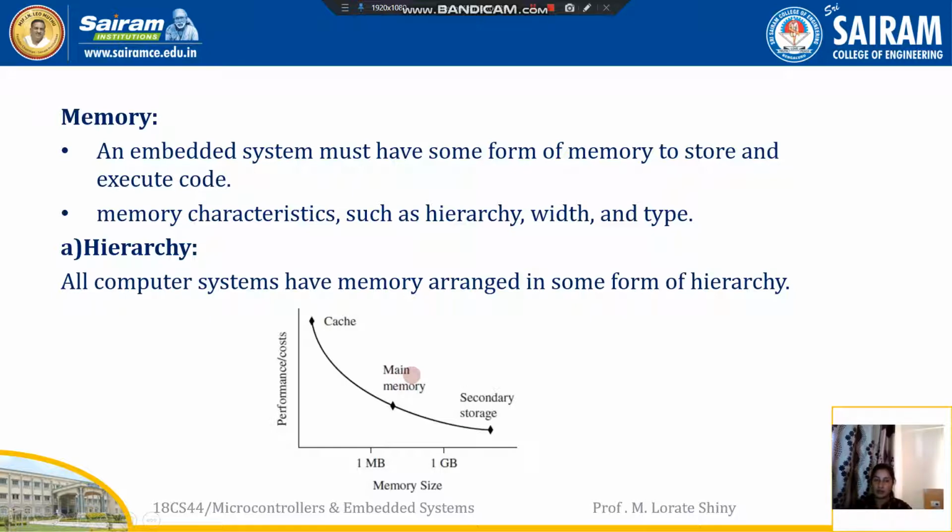That is our wish. The third one is the secondary storage memory. This is the lowest memory and also the slowest memory. For example, a hard disk is a secondary storage memory.